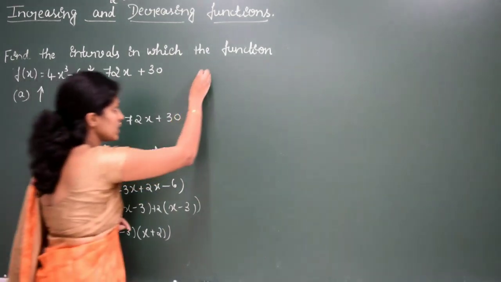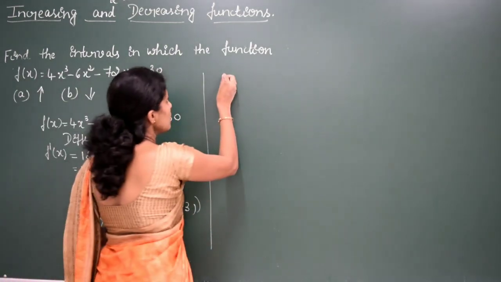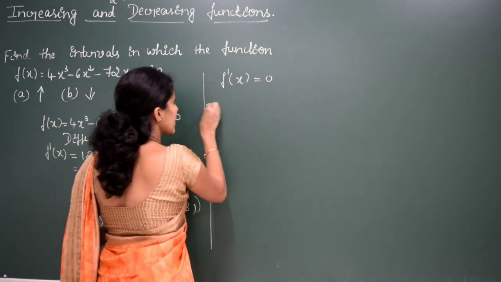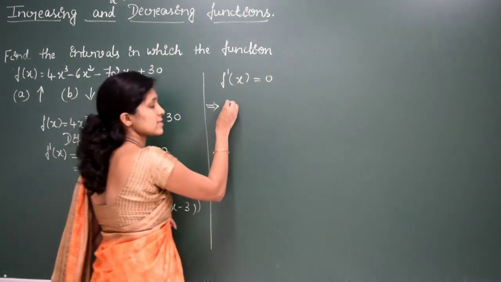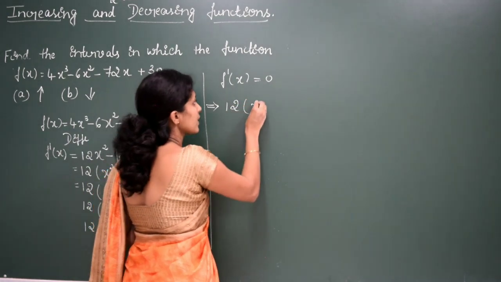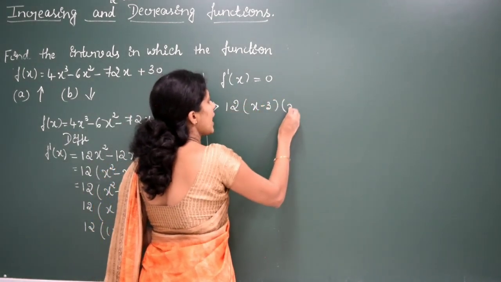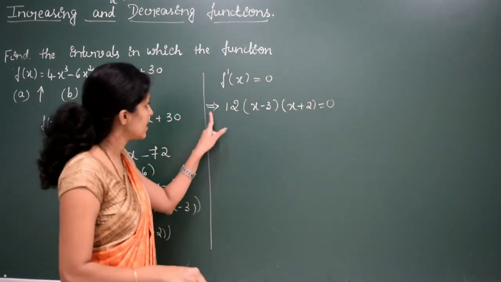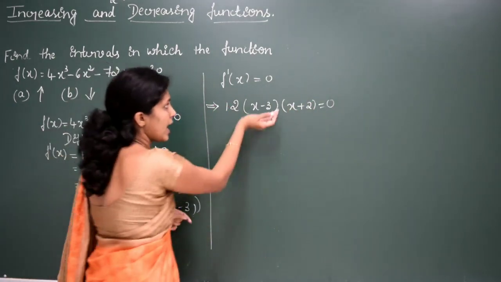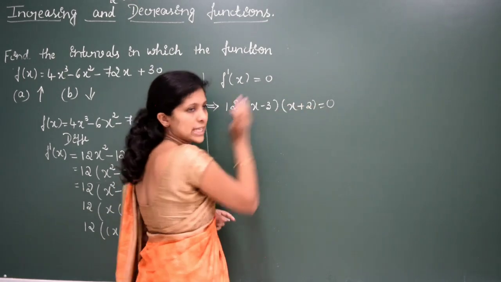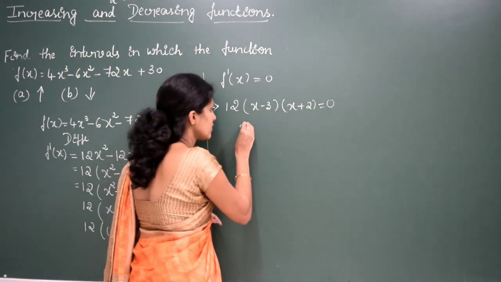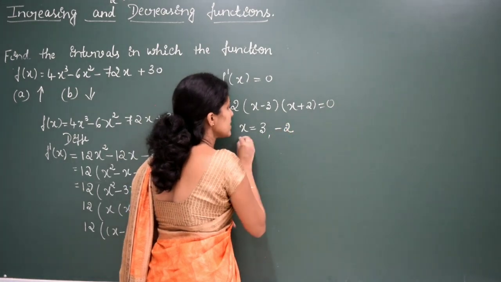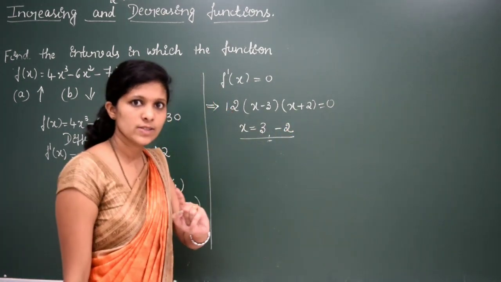Now we will equate this equal to 0. Now f dash of x is equal to 0 implies 12 into x minus 3 into x plus 2 is equal to 0. By this, 12 can't be equal to 0, right? Either x minus 3 should be equal to 0 or x plus 2 should be equal to 0. So we got the value of x is equal to 3 and x is equal to minus 2. Is it clear? So two values are there.